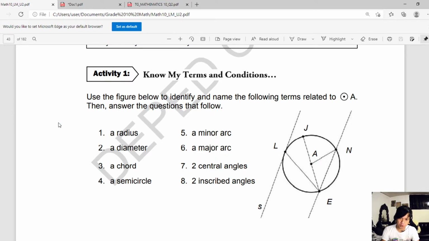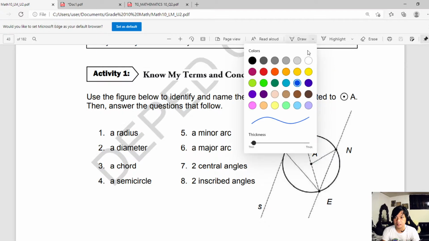Use the figure below to identify and name the following terms related to circle A. So on the left side is the circle A. So let's find first radius. So hanapin natin dito ang radius. Radius is a segment. So let's identify one.